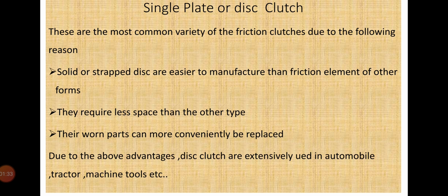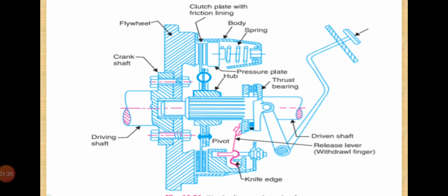You can see here, this is a simple diagram of single plate clutch. You can see the main parts: this is the clutch pedal, and this is a release lever. Here there is a fulcrum point, and here also is a fulcrum point. There is a bearing called the thrust bearing. This is a spline shaft, and this is spring. This is called the body. This is flywheel. The hatching part is called the flywheel, and this is crankshaft.